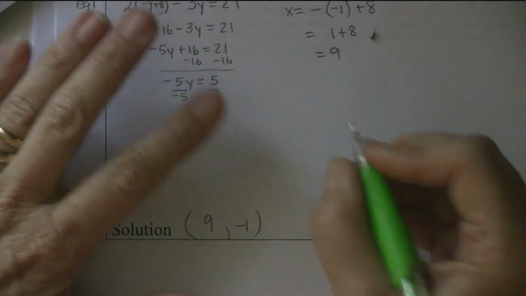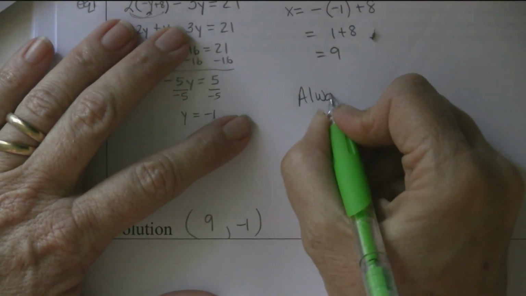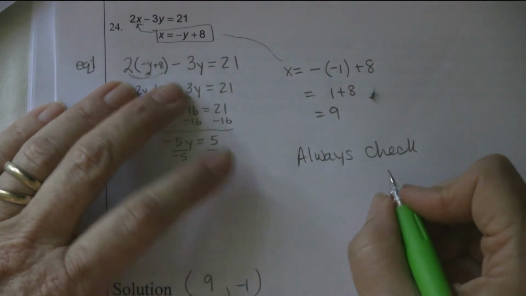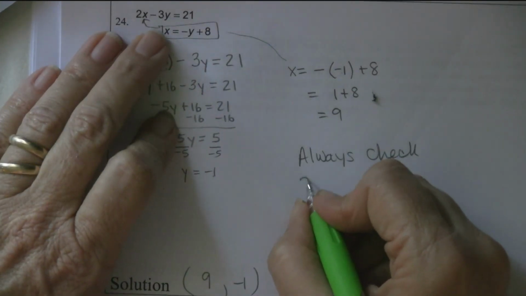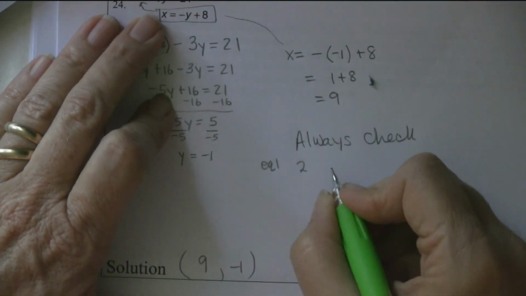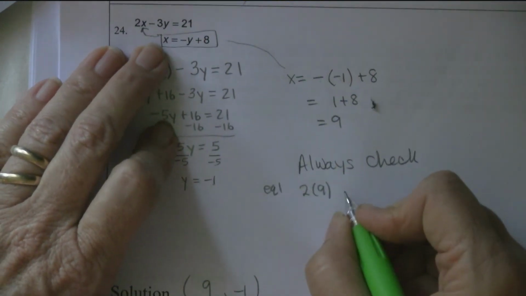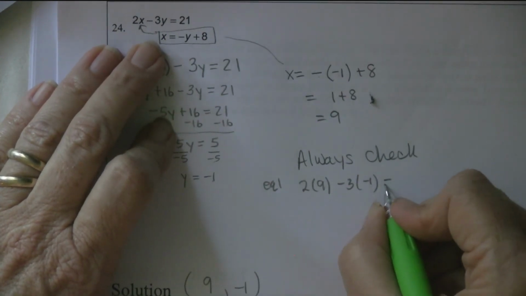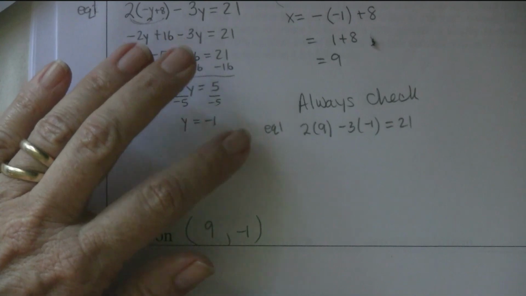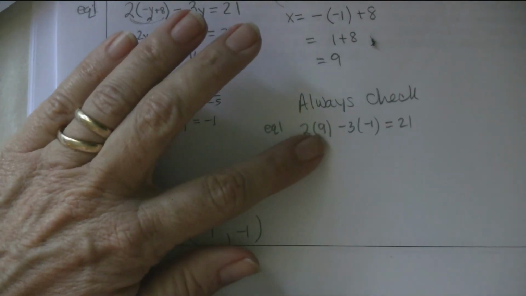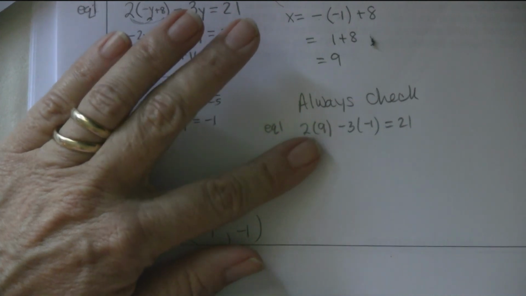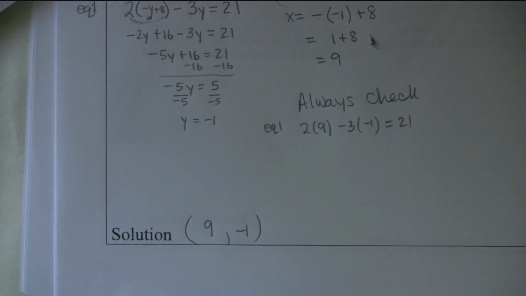And then check it, right? Always check at the end of your test. So we do want to check at the end of our test. Back into the original you should go. So this is equation 1. 2x is 9 minus 3 times y is -1. And I'm asking myself, is that 21? And I'm putting it in my calculator to verify. So that's 18 right there. And then plus 3. My fingernails are all from the garden. Plus 3. And I get 21.